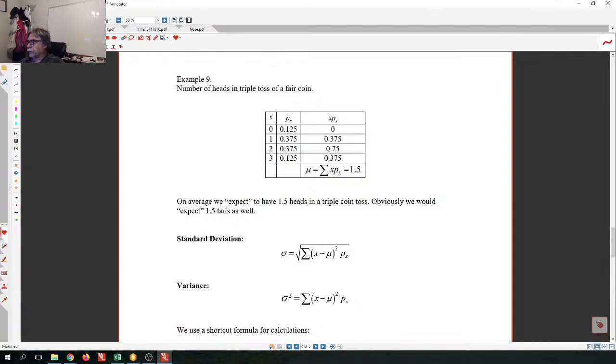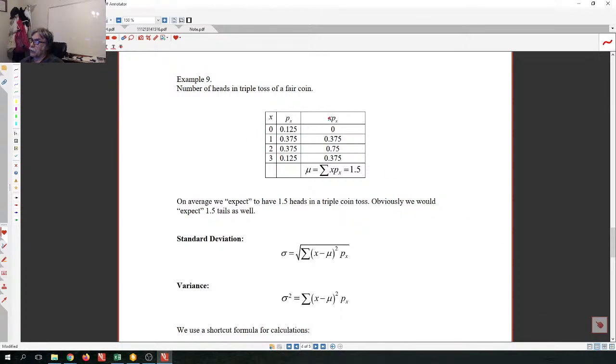So if you play this 100 times, flipping a fair coin 3 times and doing that 100 times, and you count the number of heads you get the first time you play that triple flip, the second time, the third time, and so on, you will see an average number of heads per game, per triple flip. It's going to be 1.5. And this calculation shows exactly that.